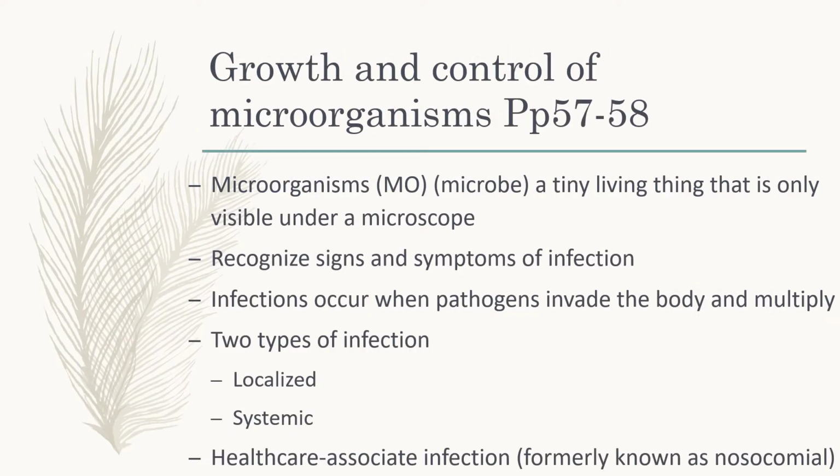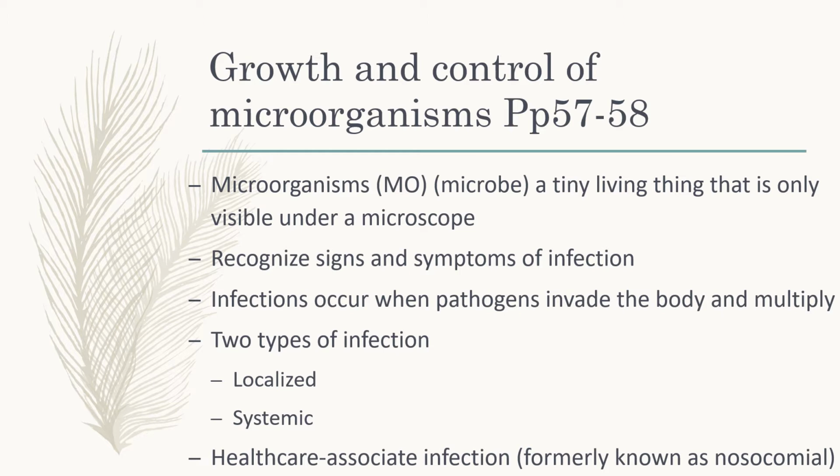So growth in microorganisms, this is from pages 57 through 58. The MO, or microorganism, would be a tiny living thing that's only visible under a microscope. You need to be able to recognize the signs and symptoms of infection that will be caused by that little microorganism. Infections occur when pathogens invade the body and multiply. So pathogens are basically bad microorganisms. In this lecture, they may not always be considered bad, but for now, pathogen equals bad microbe.